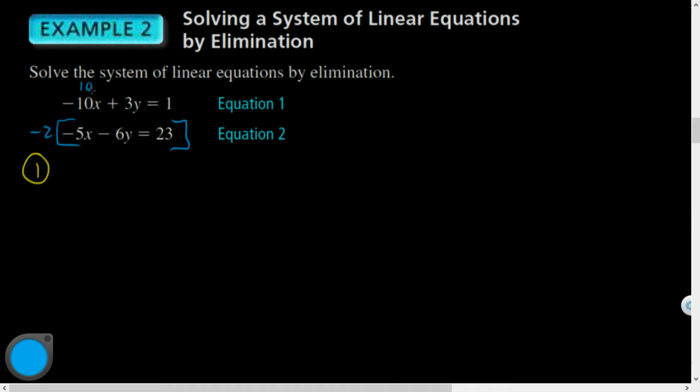This is the trickiest step. If I wanted, I could multiply this equation by -2, and that would give me a positive 10x, which is opposite of this one. Another option, I wonder if I just want to roll with this so as not to confuse us. We'll roll with this, and then I'll revisit another option. So step 1, let's multiply this second equation by -2. -2 times -5x is positive 10x. -2 times -6y is positive 12y. Equals -2 times 23 is -46.